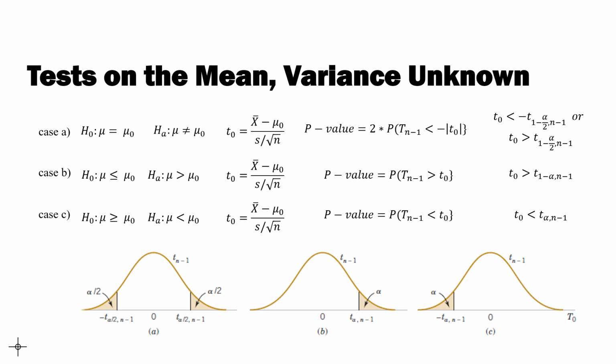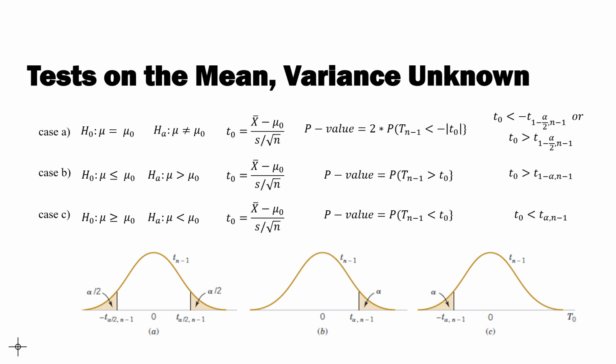Here, we are hypothesizing on the population mean when the population variance is unknown. As a result, we are using a t-test for all these three cases. To find the value of the t-test, we need to plug in the values of the sample mean, x bar, sample standard deviation, s, sample size, n, and the hypothesized value, mu0.